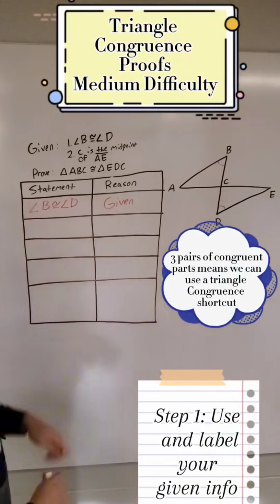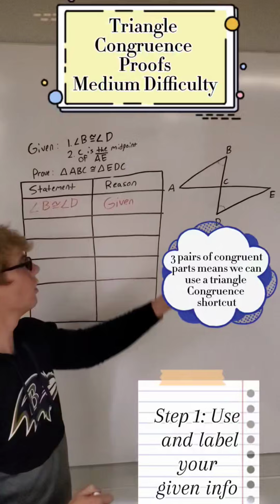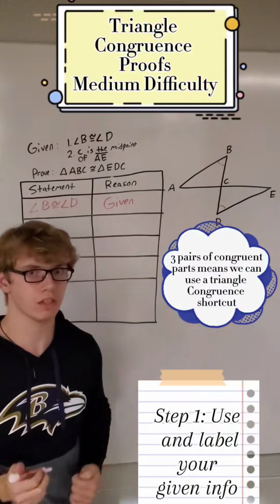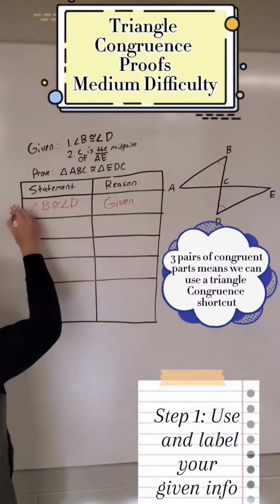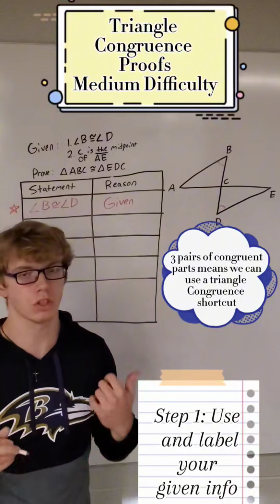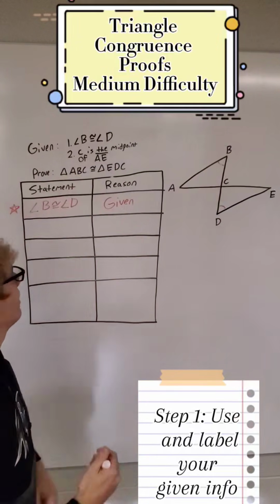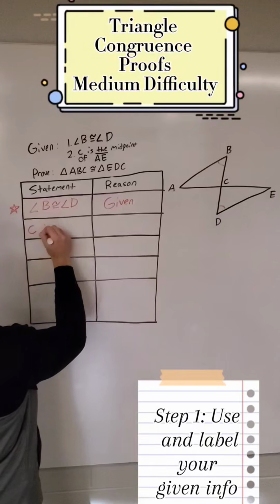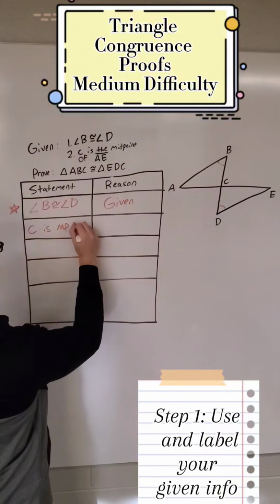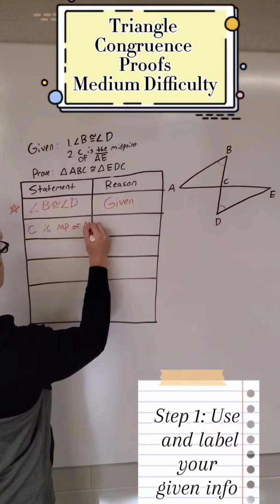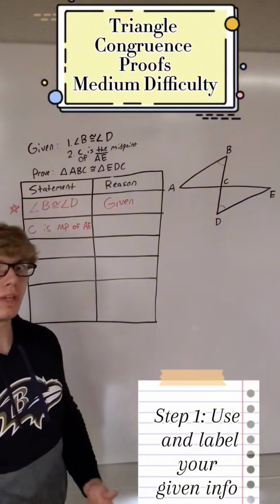Now, each time that I see a piece of congruent information involving those two triangles, I'm going to put a star next to it. This is one of our three stars that we need to prove our triangles' congruence. Now, we're given two pieces of information. We also know that C is the midpoint of AE. And that is also given to us.